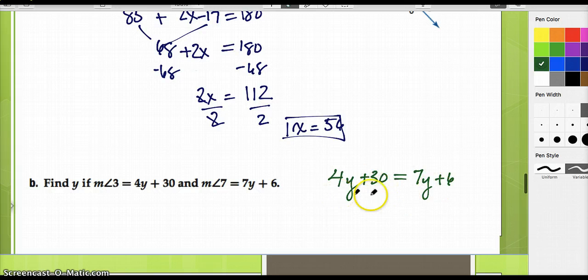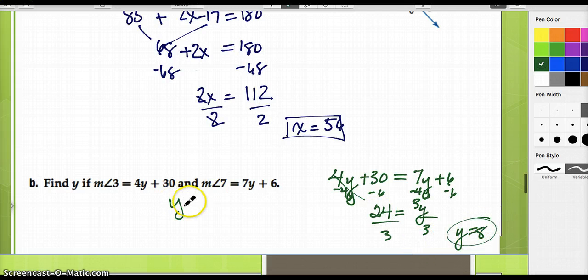So now I'm just going to solve this, subtracting both sides. Subtract 4y on both sides. I get 3y on my right, subtract 6 over here, and 24 on my left, and divide both sides by 3, and I get that y is equal to 8. And so that's my final answer there.